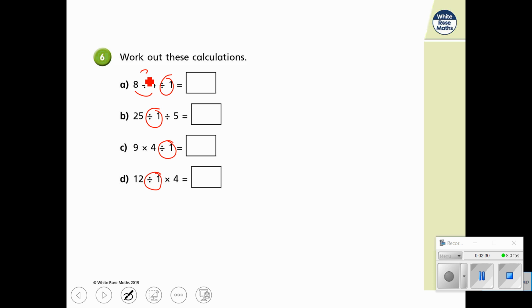I'll explain more. 8 divided by 4 is 2. So 2 divided by 1 is itself, so the answer is 2. Now I'm going to jump over here. 25 divided by 5 is 5. You can go back to the middle, divide that by 1, and the answer is going to be 5. Next question, 9 times 4 divided by 1. We'll do 9 times 4 first, which is 36. Divide that by 1, and the answer is 36. And finally, for this question, 12 divided by 1. Well, we could do it anyway. 12 divided by 1 is going to be 12. And then we times that by 4, and the answer is going to be 48.